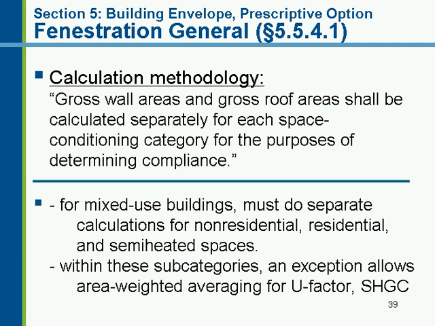Now for the calculation methodology, you calculate the wall areas and the roof areas separately. You also have to calculate them separately for each space conditioning category if you've got multiple types within a building project. So for example, if you've got 6 floors of residential over a street level retail, you'd calculate the street level retail separately from the residential above that. Once you're within those categories, you can do area weighted averaging for the U-factor and solar heat gain coefficient. So some products could have a slightly higher U-factor, some lower, as long as the area weighted average complies with the requirements.